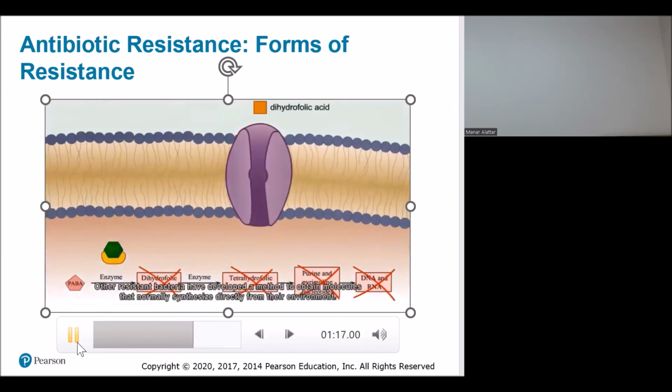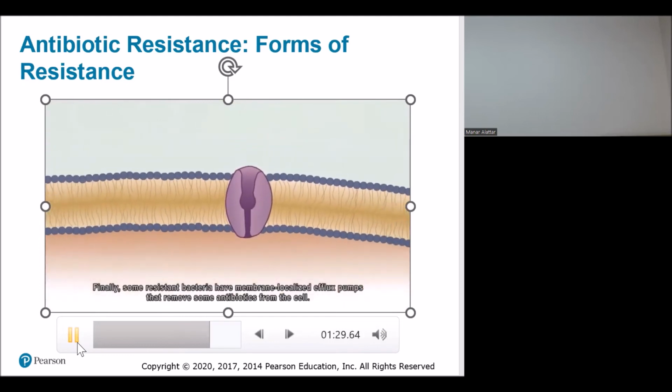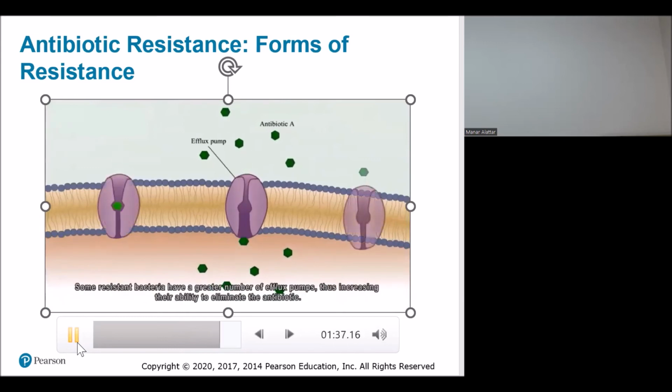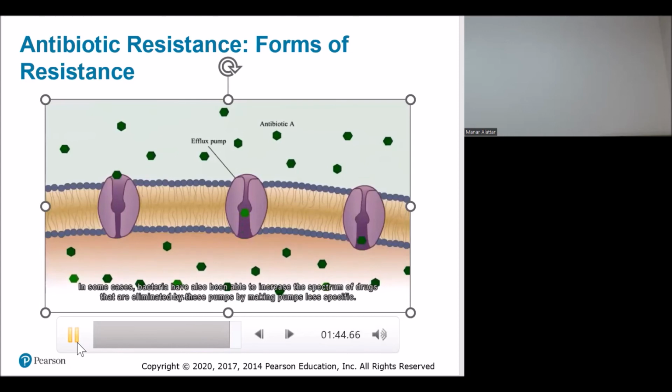Other resistant bacteria have developed a method to obtain molecules they normally synthesize directly from their environment. Therefore, they aren't affected by the blockage of the biosynthesis pathway. Finally, some resistant bacteria have membrane-localized efflux pumps that remove some antibiotics from the cell. Some resistant bacteria have a greater number of efflux pumps, thus increasing their ability to eliminate the antibiotic. In some cases, bacteria have also been able to increase the spectrum of drugs that are eliminated by these pumps by making pumps less specific.